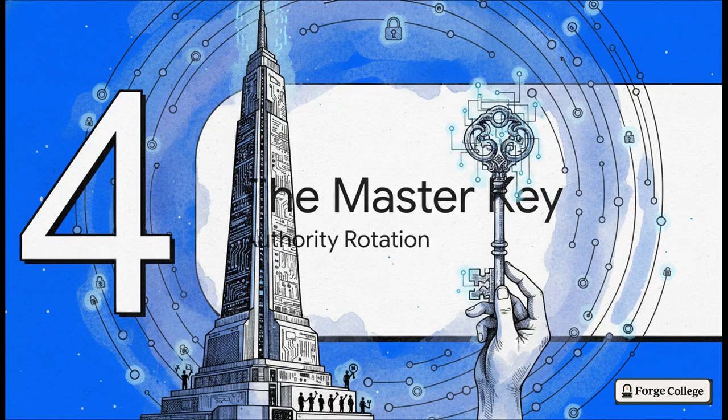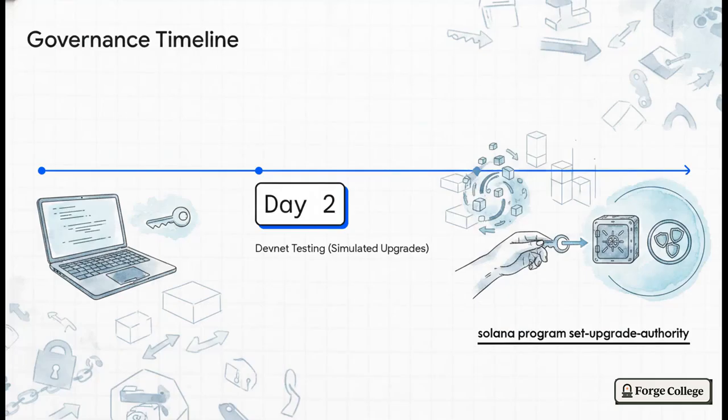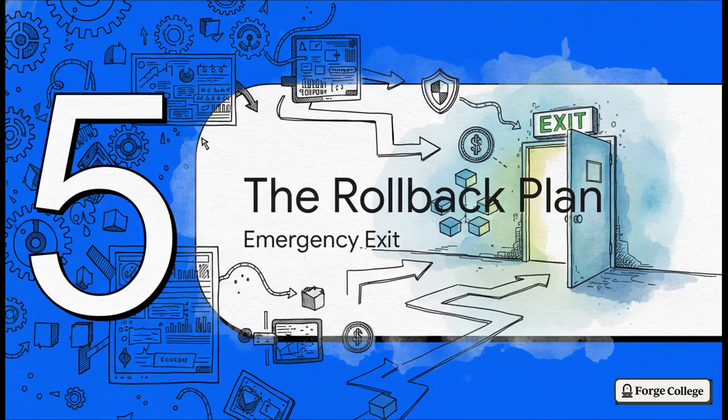Next up, section 5, the master key. So, who actually holds the power to push these upgrades? Well, over the lifecycle of a project, this changes. On day 1, you're deploying locally using a vulnerable developer key pair right on your laptop. By day 2, you're running simulated upgrades on devnet. But by day 3, right before you even think about touching production, you absolutely must execute an authority rotation. Using the solana program set-upgrade-authority command, you hand off that immense power to a highly secure hardware module or a multi-sig wallet.